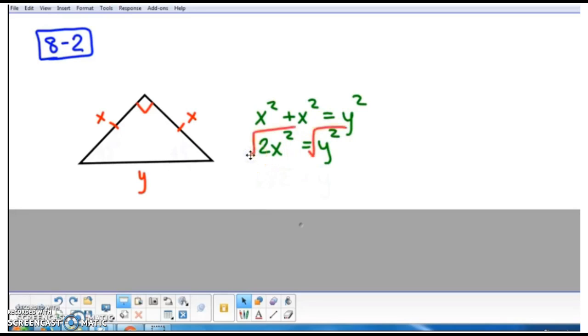When we square root this, we learned this in algebra and we'll go more in depth in algebra 2. But when I take the square root of x squared, I get a plain x. I cannot take the square root of 2 because it becomes a decimal and I want it in simplest radical form. So this is our new formula. I can find my hypotenuse by taking the leg times root 2.